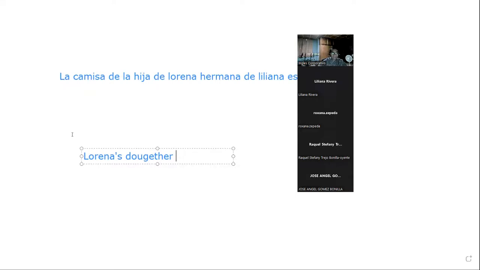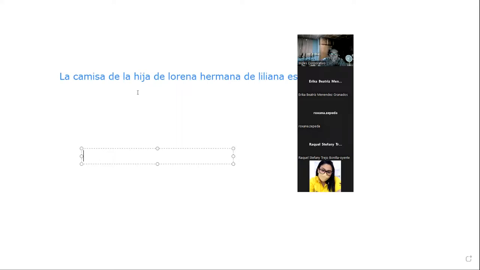T-shirts, Lorena's daughters. Yo sé que iba a ser un poco difícil, pero no tiene que comenzar con T-shirt. Siempre tiene que comenzar con la dueña, o sea, ¿quién es la dueña de la camisa? Lorena's daughter, hermana de Liliana. Ay. Lorena, de la camisa, sisters. Okay. Sisters.